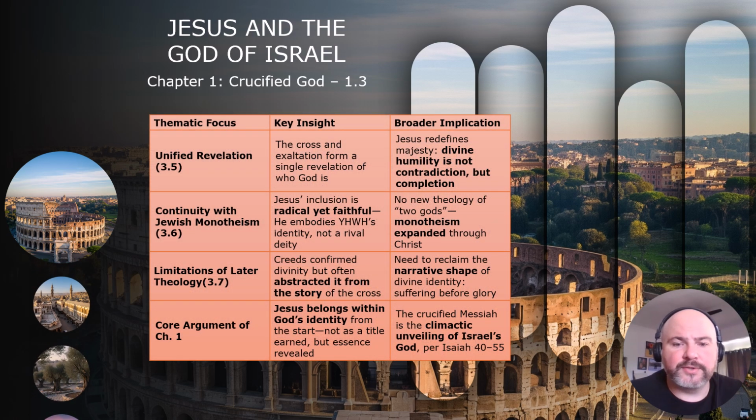Chapter 1, Crucified God, section 1.3. Later in chapter 1, under section 3.5, is unified revelation. The heart of Bauckham's argument is that humiliation and exaltation are not opposites. Jesus didn't earn divinity by dying, rather, the cross displays God's identity most clearly. This reflects Isaiah's vision of the one God acting in unexpected but consistent ways.